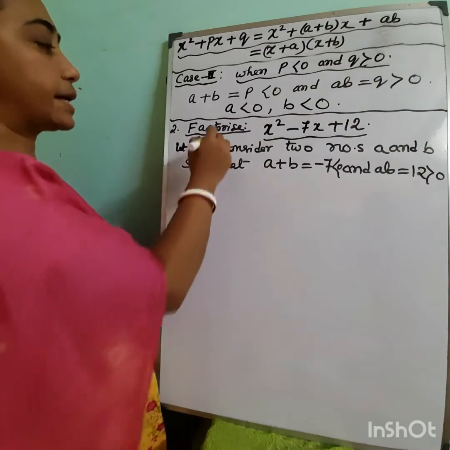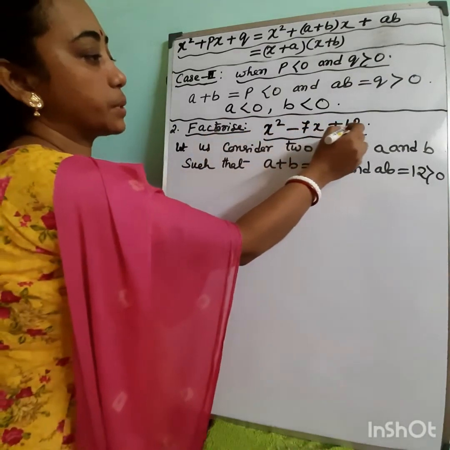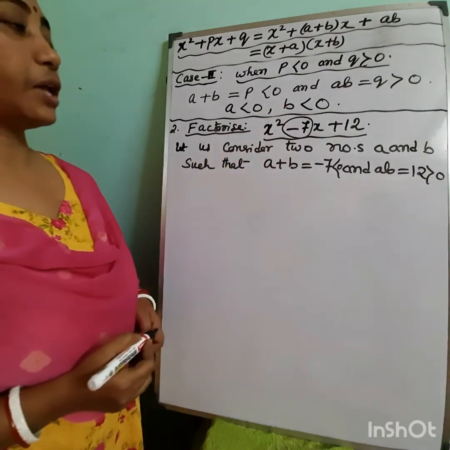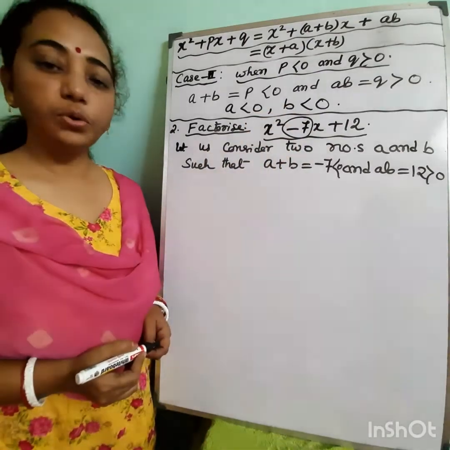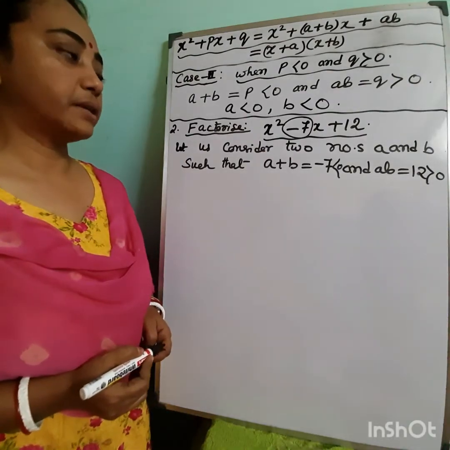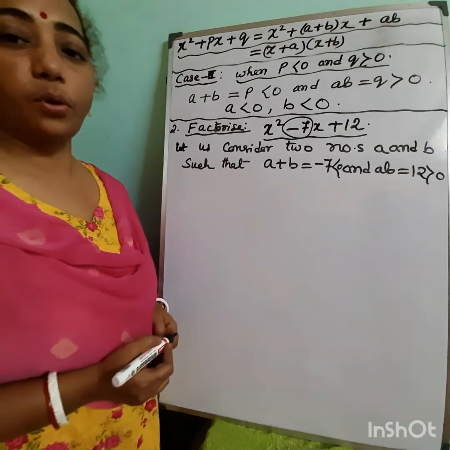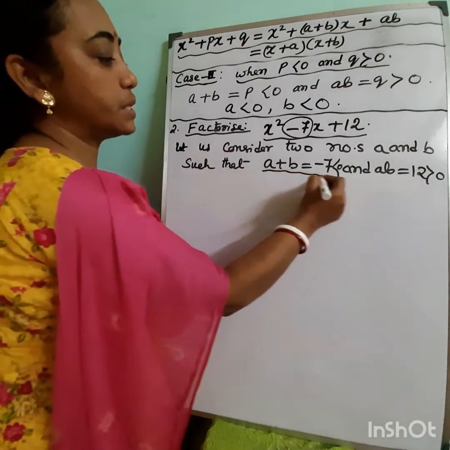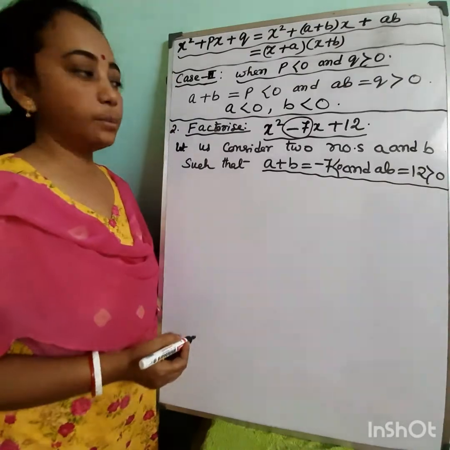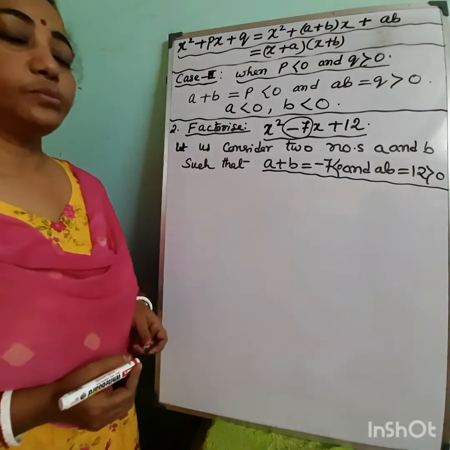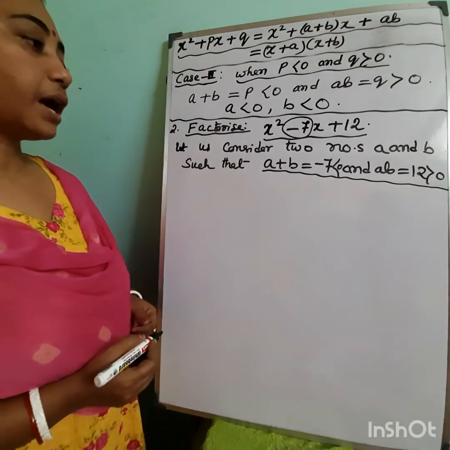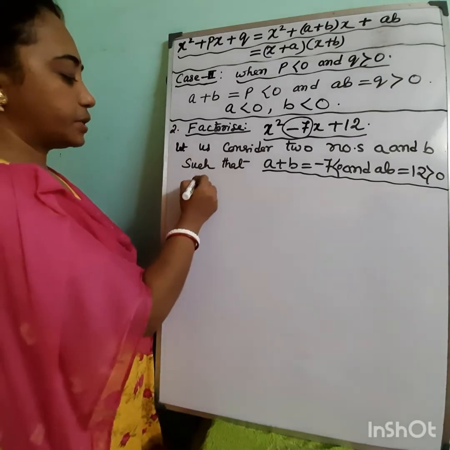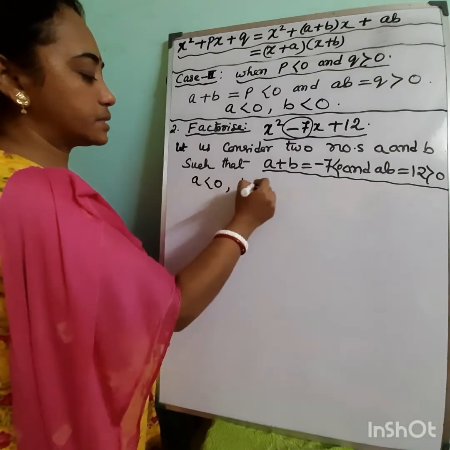For example, factorize x square minus 7x plus 12. In this case, the middle term, that is the value of p, the coefficient of x, is negative, that is minus 7, but the constant term is positive, that is 12. So let us consider two numbers a and b such that a plus b is equal to minus 7, which is negative, and their product is 12, which is positive. So here we take a less than 0 and b less than 0.